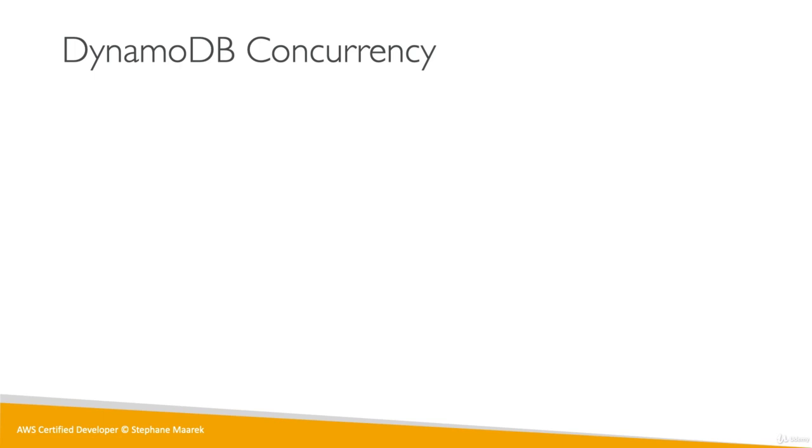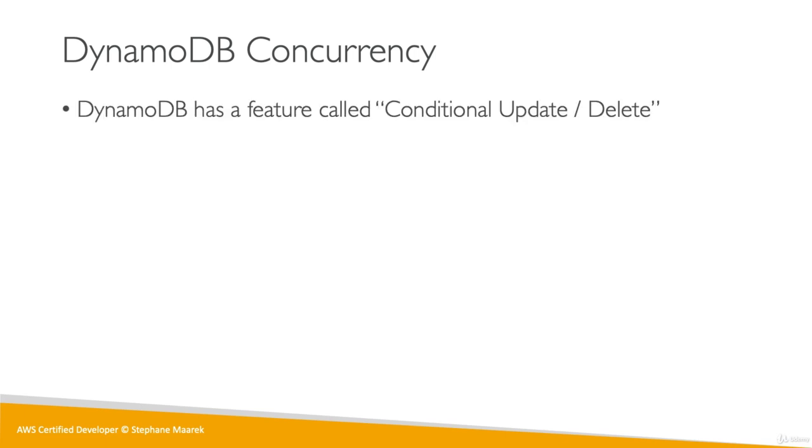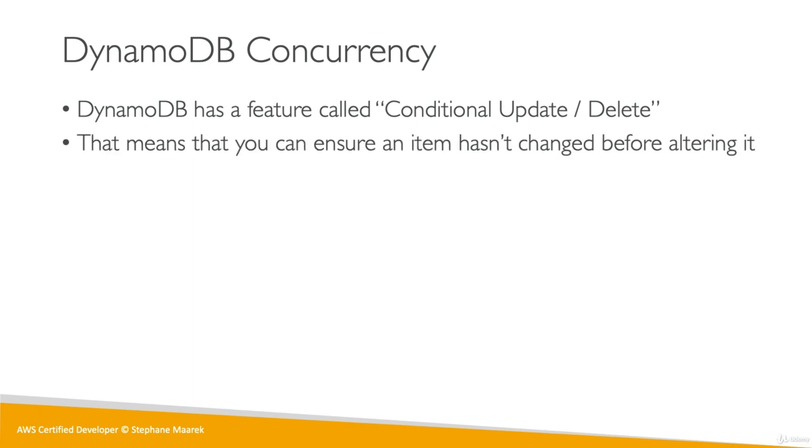Okay, so just a quick lecture around what comes up very often at the exam, which is around the DynamoDB concurrency model. DynamoDB has a feature, and we've seen this briefly, which allows us to do conditional updates or conditional deletes. So what does that mean? Well, that means that you can ensure that when you update or delete an item, it hasn't changed.